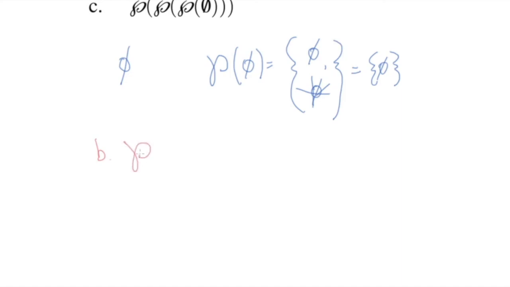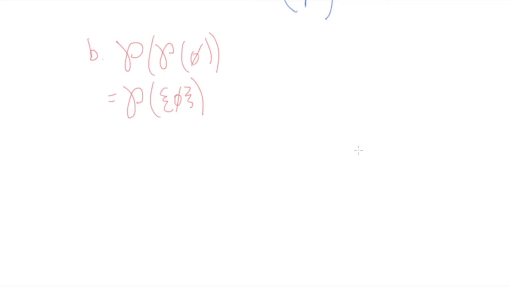What is the power set of the power set of the empty set? Okay, we know the power set of the empty set is the answer to A, which was this set containing the empty set. So what would this be? Okay, so we have a set which contains just one element. So there's just one element here. So this set will contain 2 to the 1 elements, or just 2, okay?